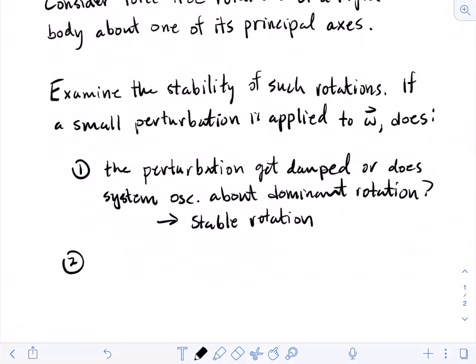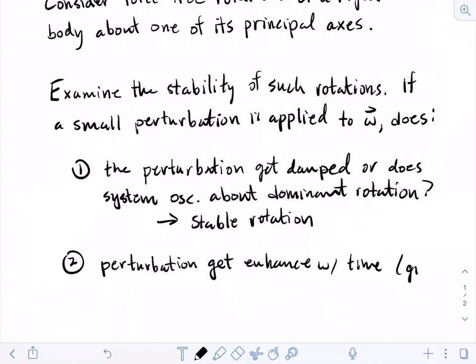Another possibility is that those perturbations away from one of the principal axis directions just start to grow as time evolves. And if they grow, we'll call that an unstable rotation. Does the perturbation get enhanced with time, i.e. does it grow? And if it grows, we'll call that an unstable rotation.